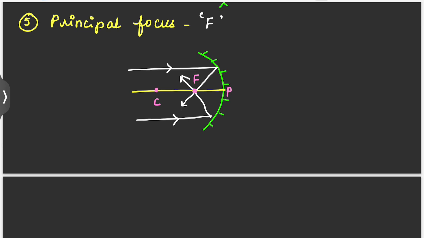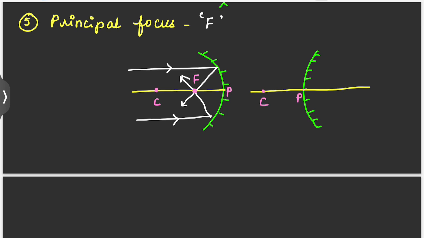So now let me take the convex mirror. For the convex mirror, this is the silver coating we are going to give. So draw the principal axis. Here we have to extend it like this. So this is the principal axis. Here this is called the center of curvature, and this point is called the pole.